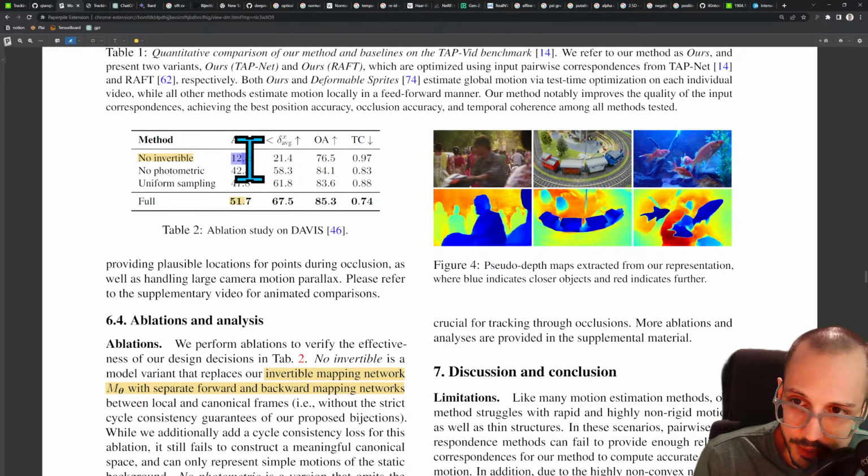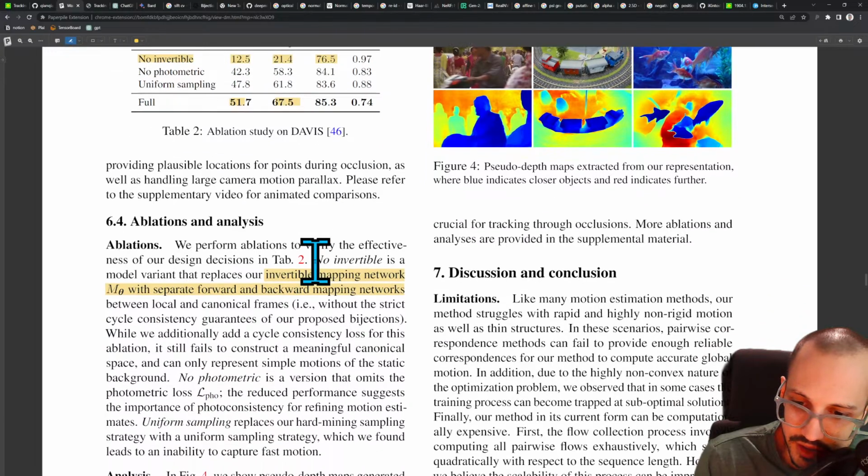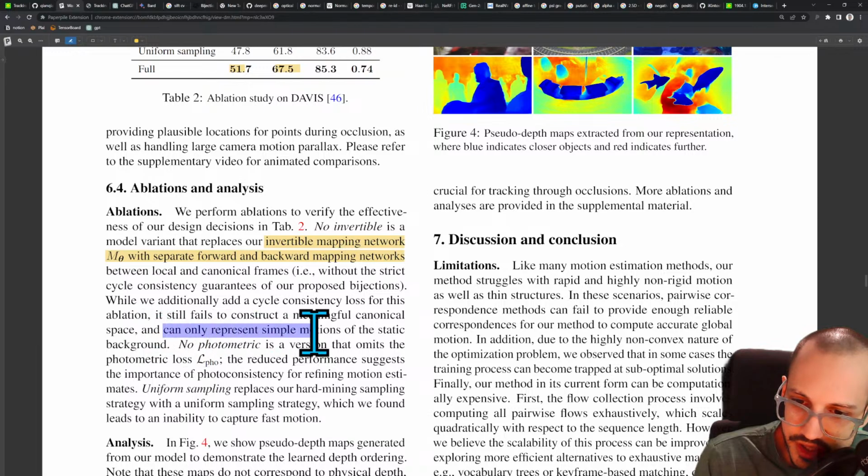And actually the no invertible does absolutely terrible. Look at this. Interesting that it does good on occlusion, but it does very, very poorly on AJ and this delta average, so the tracking. We add cycle consistency loss. It still fails to construct a meaningful canonical space. And it can only represent simple motions of the static background.